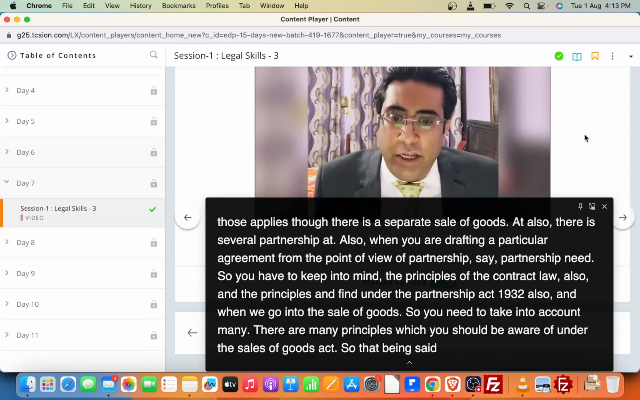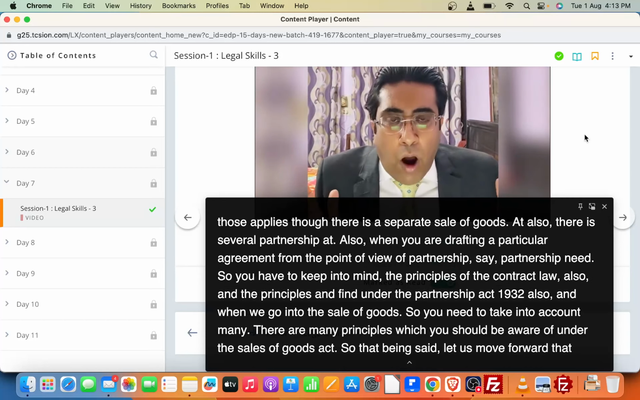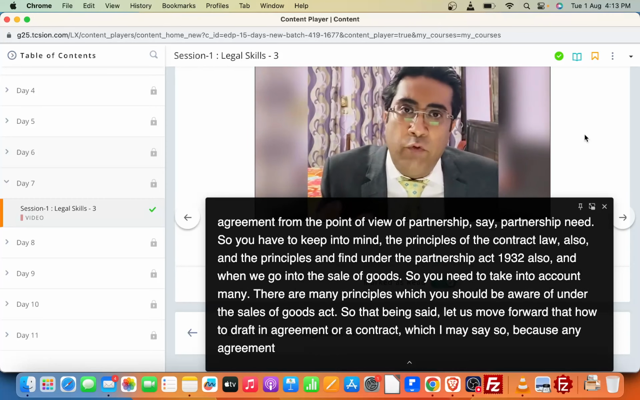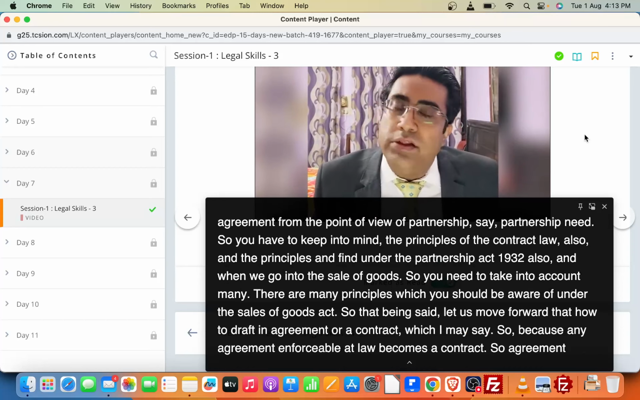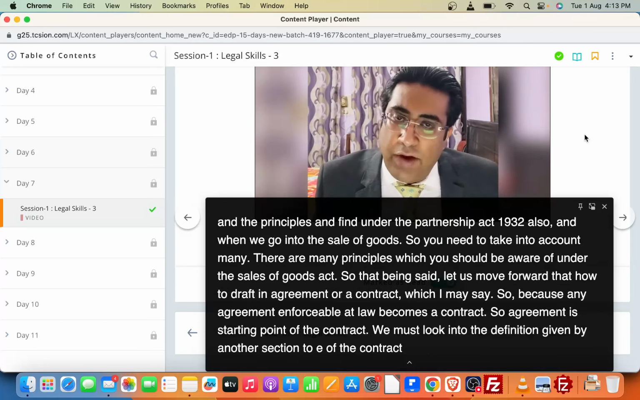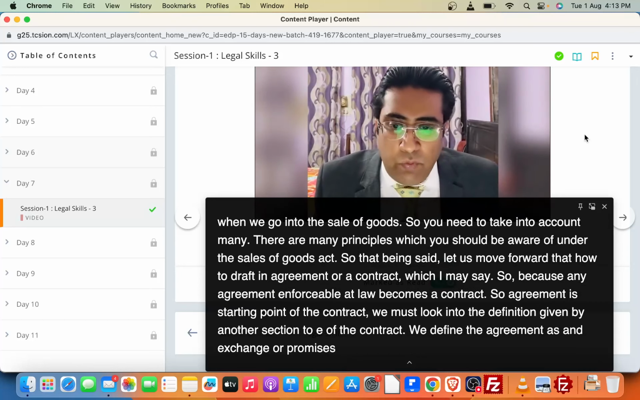So that being said, let us move forward to how to draft an agreement or a contract, because any agreement enforceable at law becomes a contract. So agreement is the starting point of the contract. We must look into the definition given under section 2(e) of the Contract Act, which defines an agreement as an exchange of promises between two or more parties.